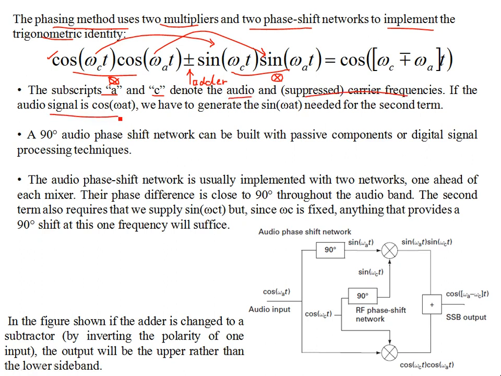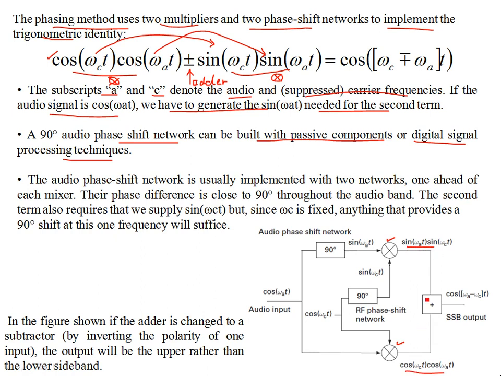If the audio signal is cosine omega t, we have to generate sine omega t needed for the second term, and that requires the phase shifter. A 90-degree audio phase shift can be built with passive components, or if you have this whole transmitter on a single chip, you can use digital signal processing techniques to generate the phase shift. So let's have a look. You see over here there are two mixers, and they are going to generate these two terms, sine omega ct and sine omega at.